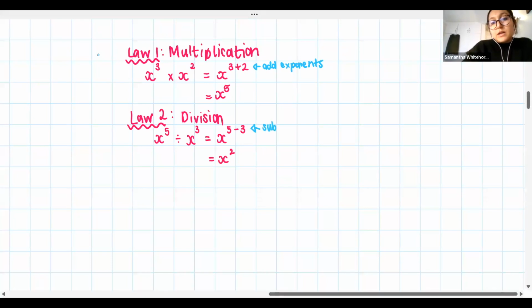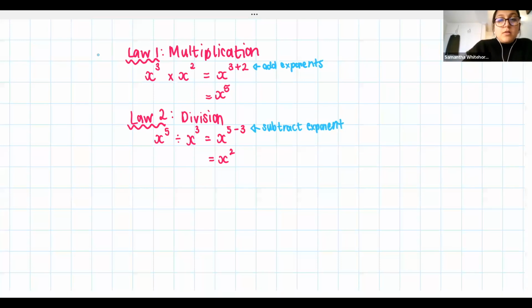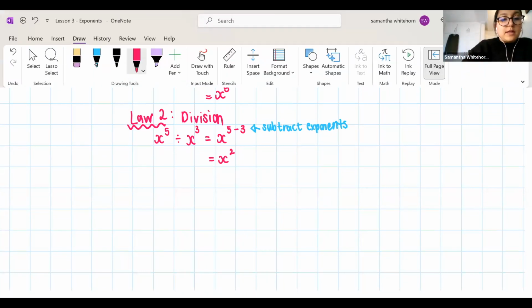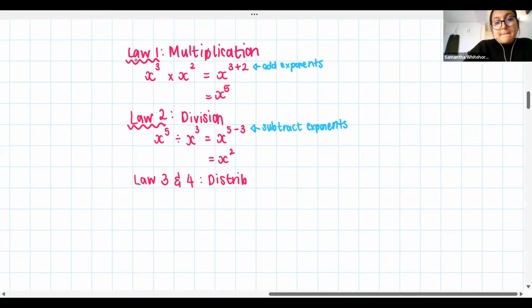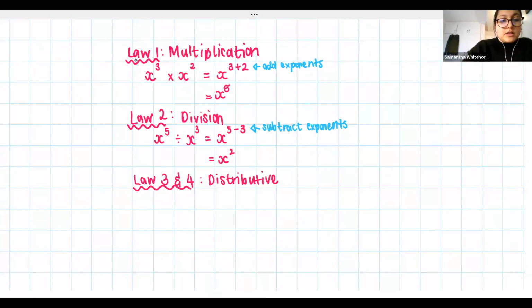So second law tells us to subtract or minus the exponents when we are dividing. Right, law 3 and law 4 sort of go hand in hand. So I'm not going to separate them. I'm going to do them all together because we have discussed them each separately. Essentially, law 3 and law 4 are the distributive laws. I should say distribution. And basically what this is when we have got a power raised to a power.